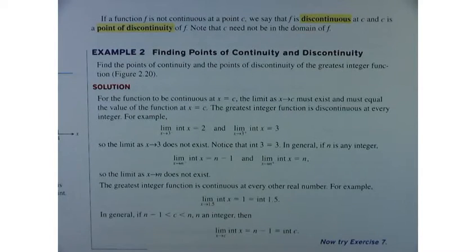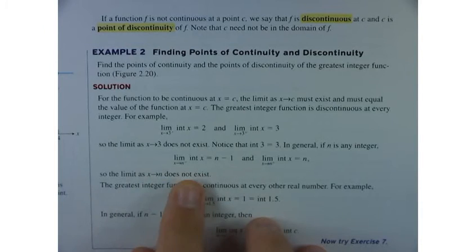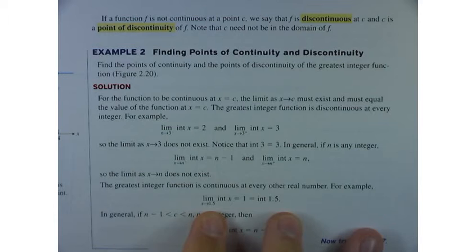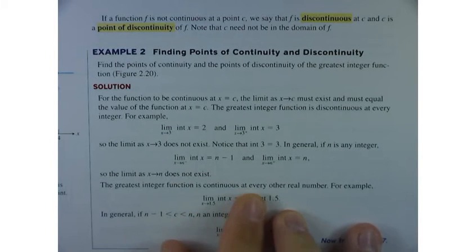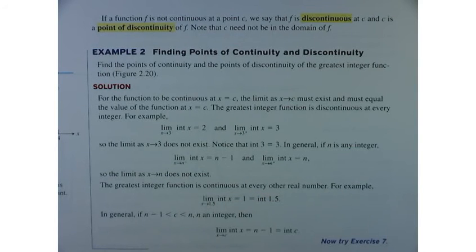However, for the greatest integer function right here, if we look at x approaches 1.5, the limit is 1, and guess what? That's also what the function is evaluated at. So there are points of this function that are continuous and points that are discontinuous. We can only do certain calculus applications to the continuous parts. Does that make sense? Okay.